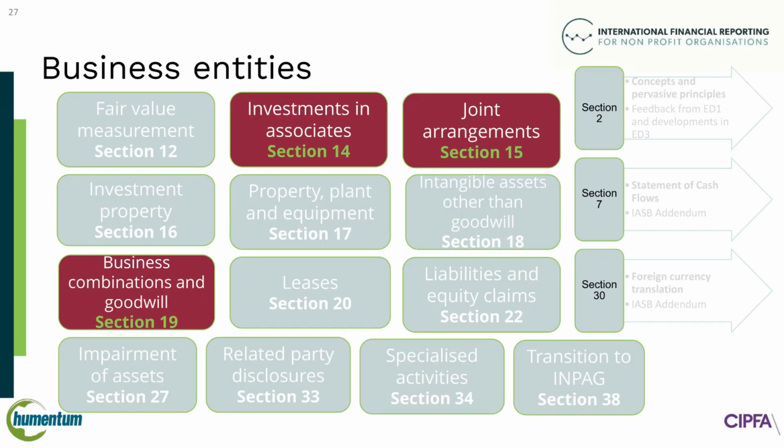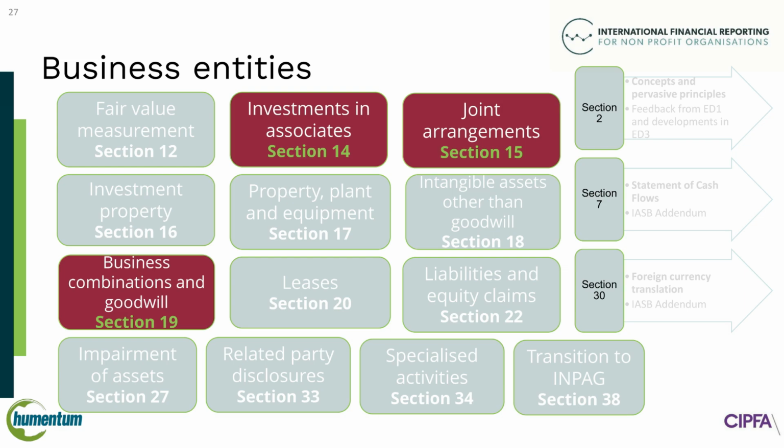This next block of topics relates to Section 14 Investment in Associates, Section 15 Joint Arrangements, and Section 19 Business Combinations, including goodwill. Sections 14 and 15 provide guidance on accounting for associates and joint arrangements respectively. An associate is an entity over which an NPO has significant influence, but is not controlled by the NPO, or is not a joint arrangement. A joint arrangement is where the NPO and other parties to the arrangement share control of that entity. No major editorial changes are proposed for either of these sections, other than to reflect the relationships that an NPO may have with these types of entity.